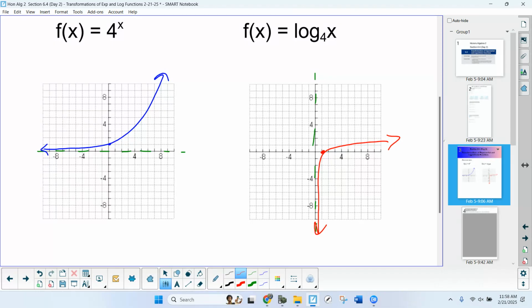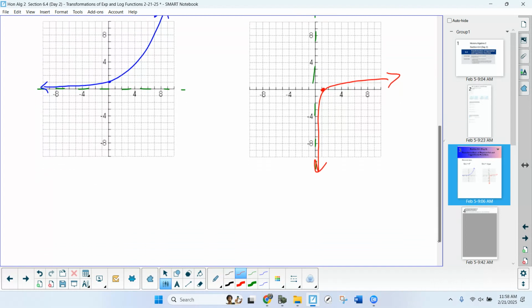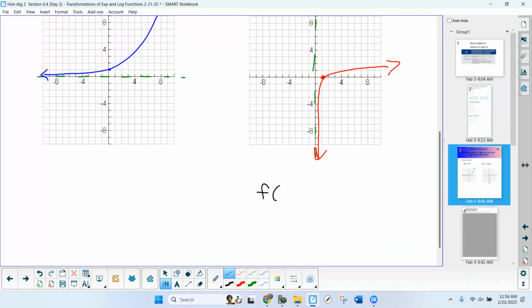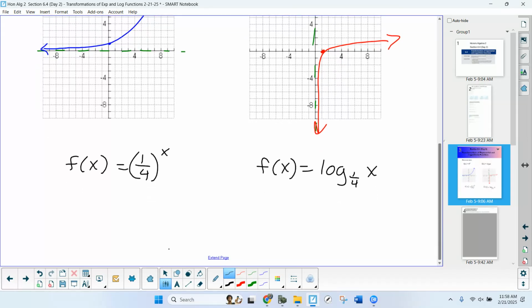Okay, towards negative infinity. What if my original problem was f of x equals log base 1/4 of x? How would that change my problem? Well, what would the inverse of that be? It would be 1/4 to the x. What kind of graph would that be? Exponential decay. Still have an asymptote here. Still crosses at 1, but it goes this way.